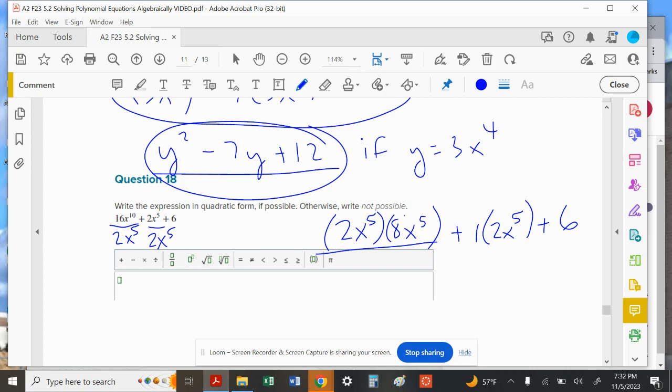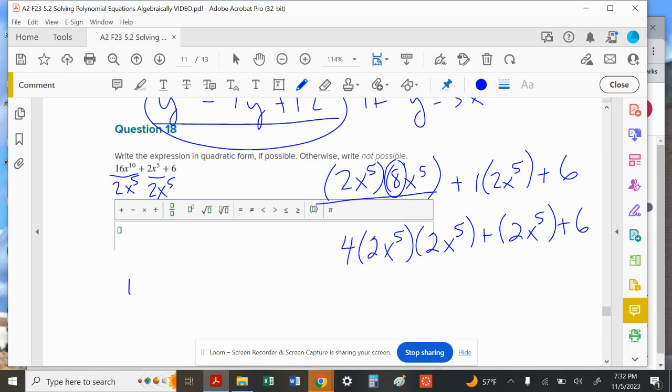So what I need to do is figure out what I can take out of this to make it a 2. Well, I can take out a 4. So if I take out a 4, I have 2x to the 5th times 2x to the 5th plus 1. I'm not going to put the 1 there. 2x to the 5th plus 6.